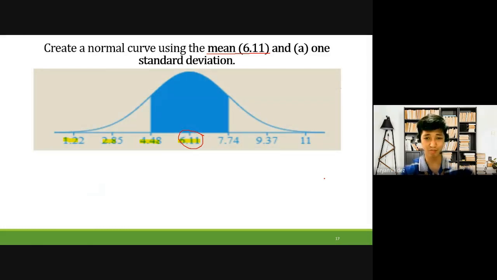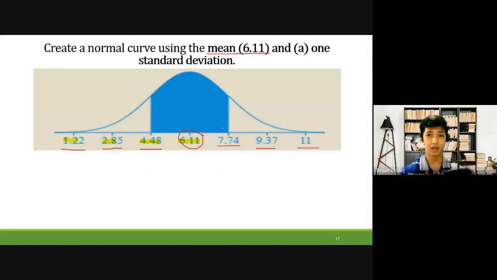So, 6.11 plus 1.63, that is equivalent to 7.74. Okay, then 7.74 plus 1.63, that is 9.37. Then 9.37 plus 1.63, which is our standard deviation, that is equivalent to 11. Then para doon naman sa left side, 6.11 minus the standard deviation 1.63, that will give us 4.48. Then 4.48 minus the value of the standard deviation, that is 2.85. 2.85 minus the value of the standard deviation, that is equivalent to 1.22.